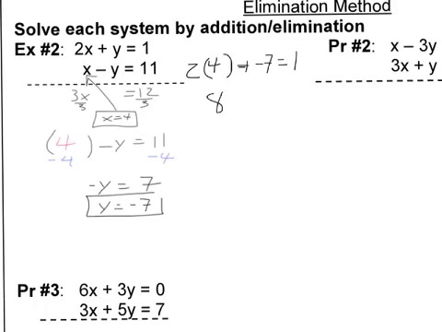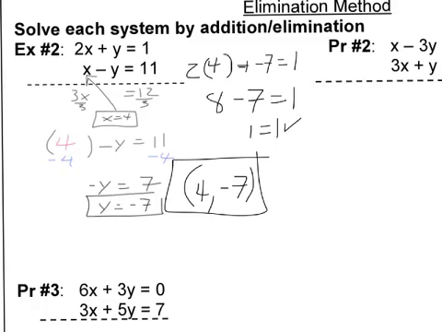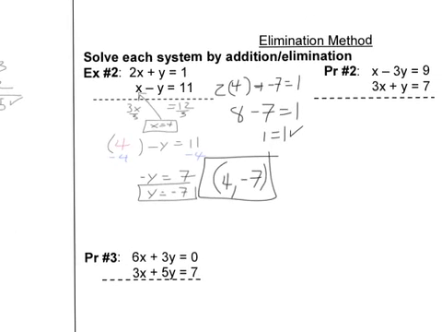2 times 4 is 8, minus 7 equals 1. Sure enough, 1 equals 1. Checks out. That means that my answer must be 4 comma negative 7. And there we go. I have an answer. So that one was easy because the y's just canceled out right away.